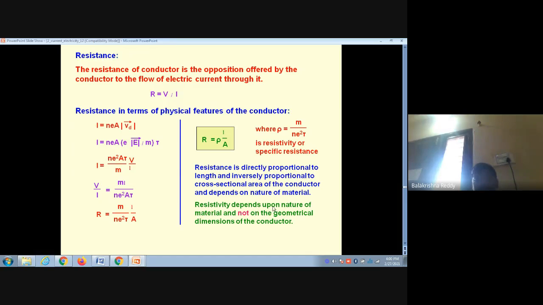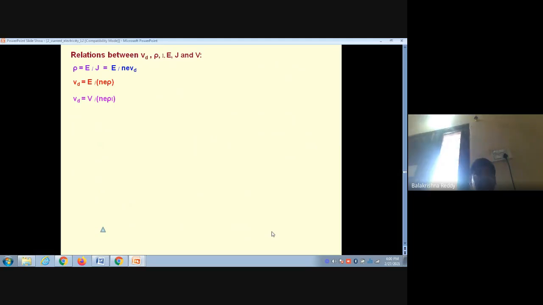Coming to resistivity, resistivity depends upon the nature of the material and not on the geometrical dimensions of the conductor. Now, the relations between Vd, ρ, L, E, J, and V. Simply in terms of ρ, we are trying to find the above relation.